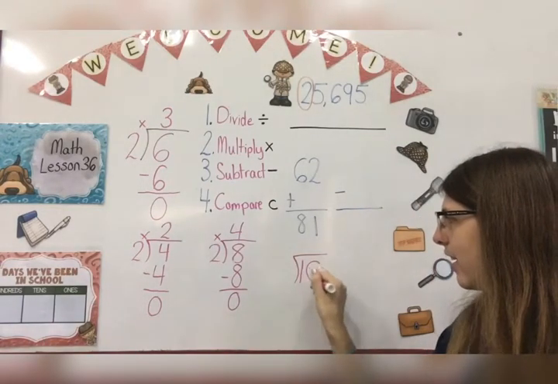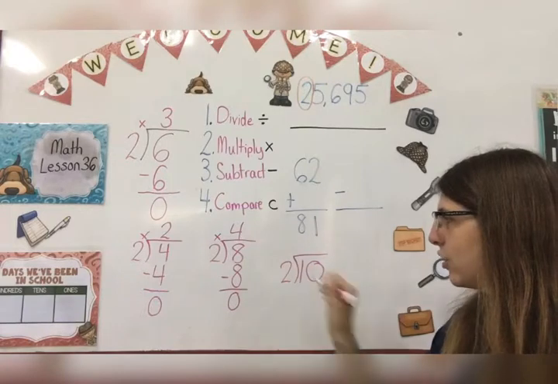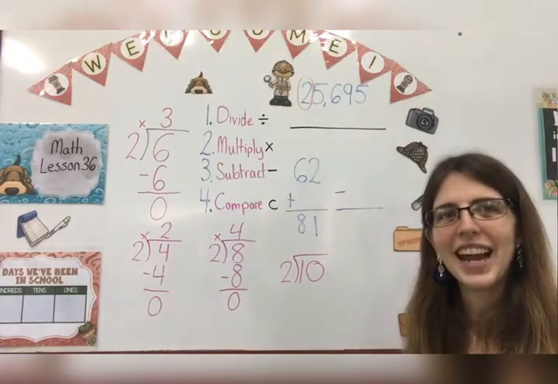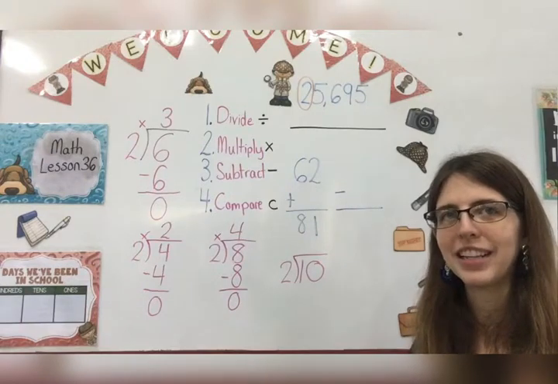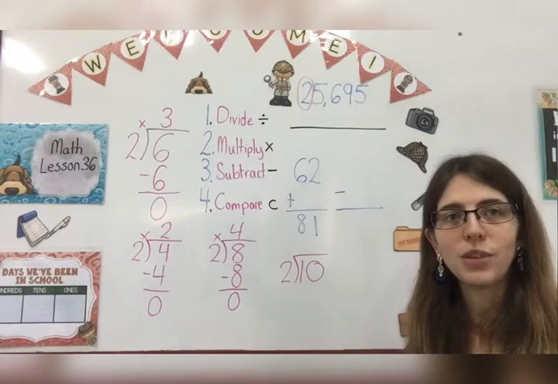10 divided by 2. All right, there's some rain coming. Maybe you can hear it in the video. I'm going to try to finish up quickly just so that we don't get too loud.